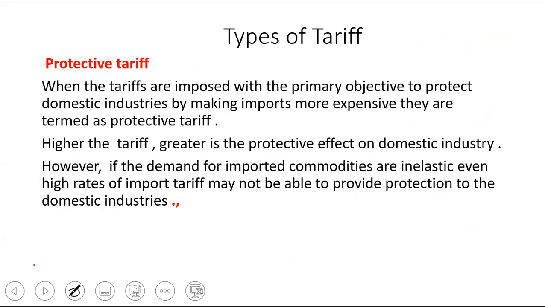Next up, the key protective tariff. What is protective tariff? Protective tariff is imposed with the primary objective to protect the domestic industry. Very, very important. Why is this tariff introduced, children? This tariff is imposed to protect the domestic industry.